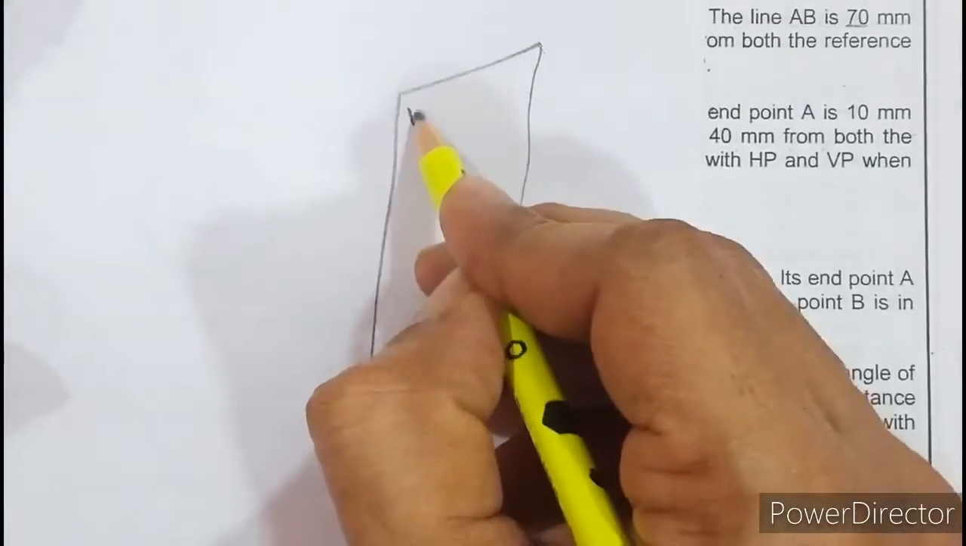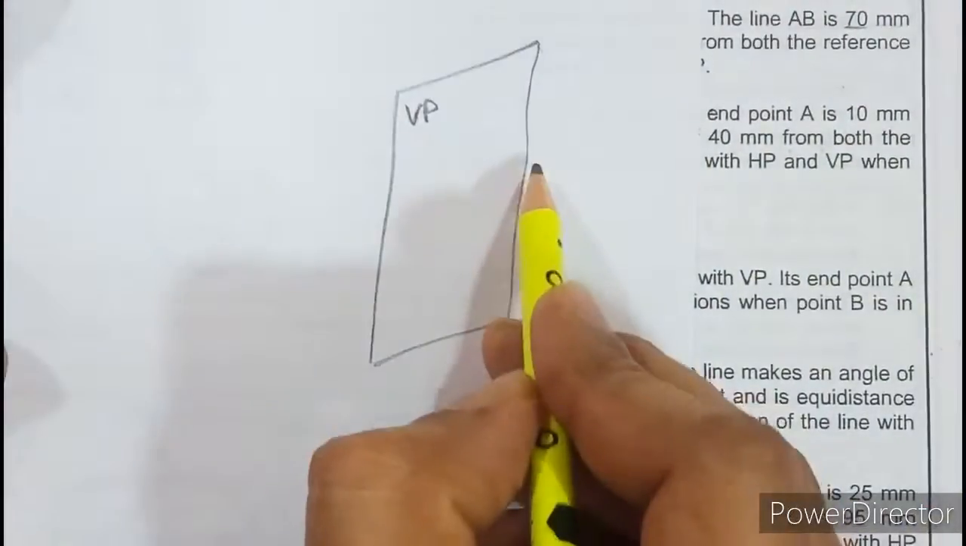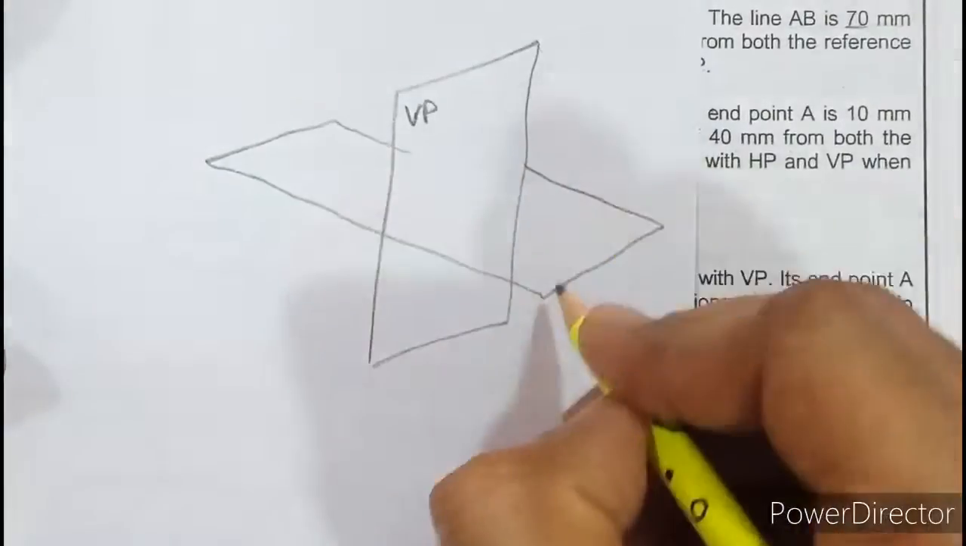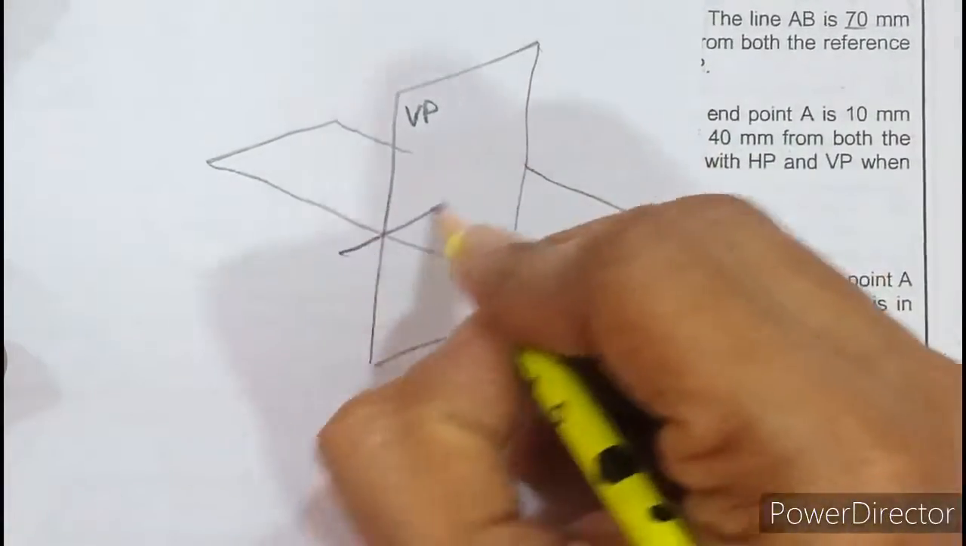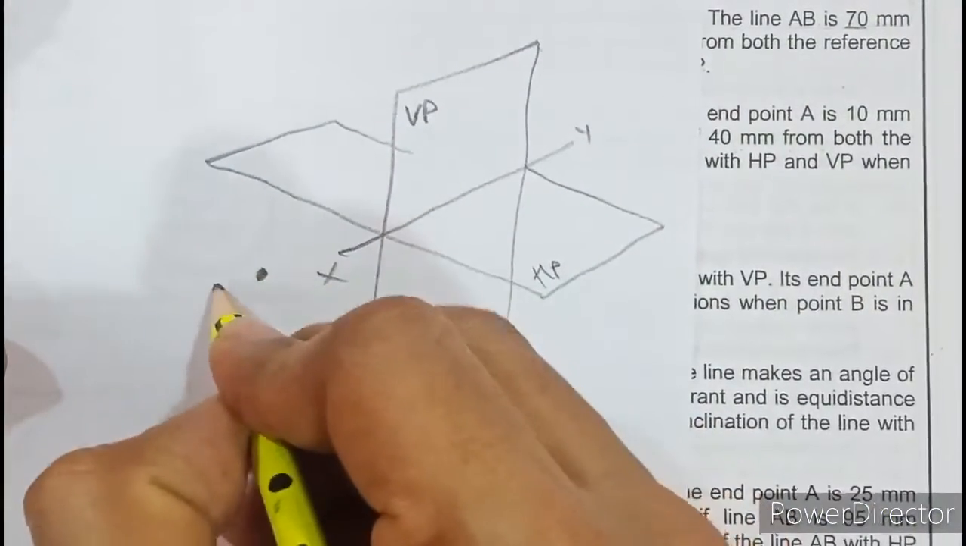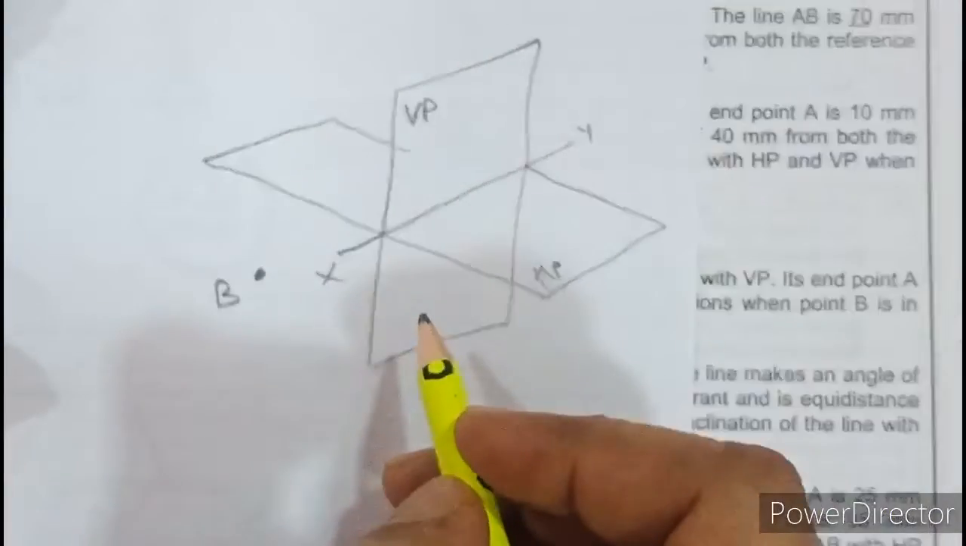So this is our VP, vertical plane, and the horizontal plane is somewhere here. Okay, this is HP and the imaginary line is XY. So point B is in the third quadrant, it is somewhere here, and 40 mm from both the reference planes.